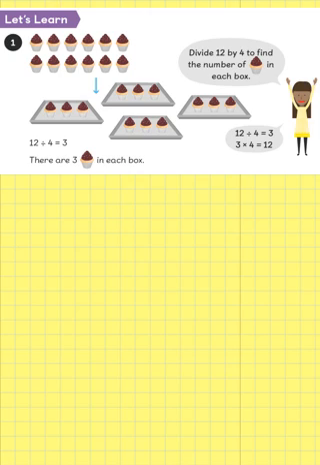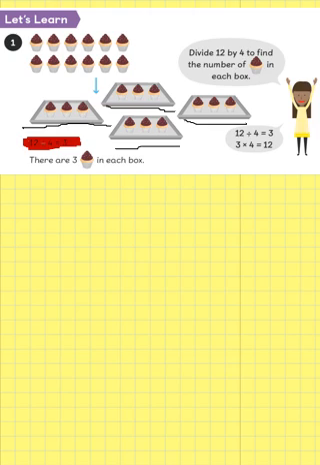So we've already expressed the fact that we know that we have got 12 cupcakes in total. That is our number that we are dividing by 4. And we need to divide by 4 to find out how many there are in each box. You can see here that there are 4 boxes clearly shown, and that each of these boxes has got, as we've said previously, 3 in each. We therefore know that our calculation is going to be 12 divided by 4 equals 3.